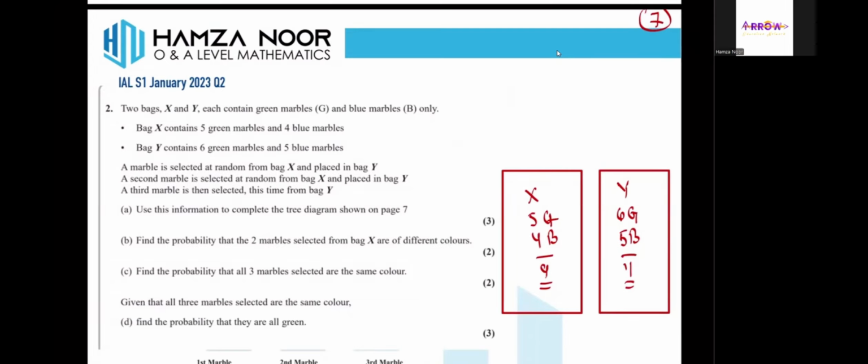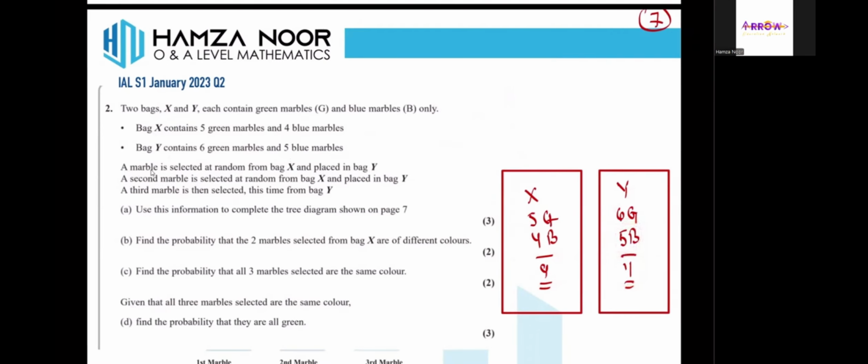It says that two bags X and Y each contain green marbles and blue marbles only. Bag X contains five green marbles and four blue marbles, and bag Y contains six green marbles and five blue marbles. So here I've made the summary for this. In bag X, you have five green and four blue, so total is nine. And in bag Y, you have six green and five blue, so total 11.